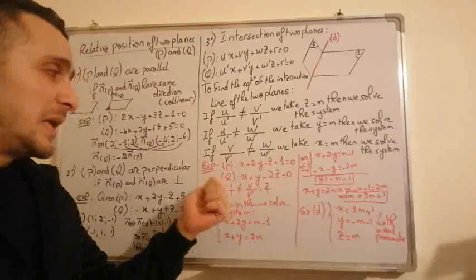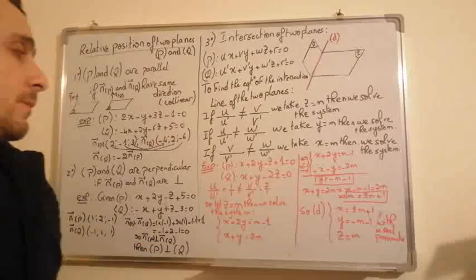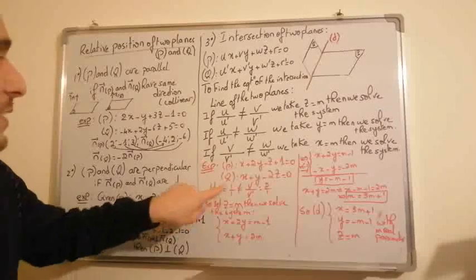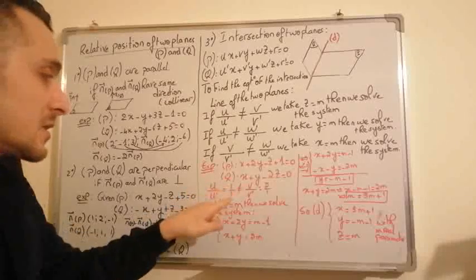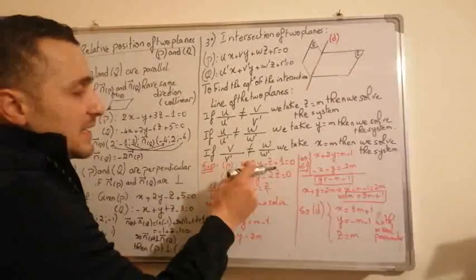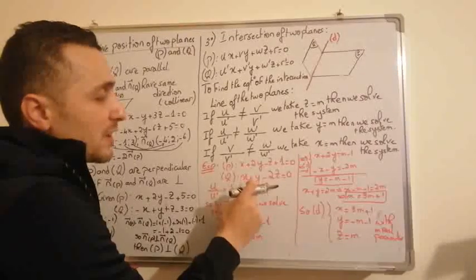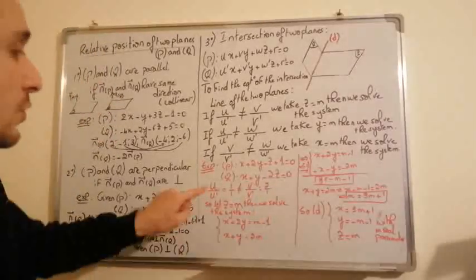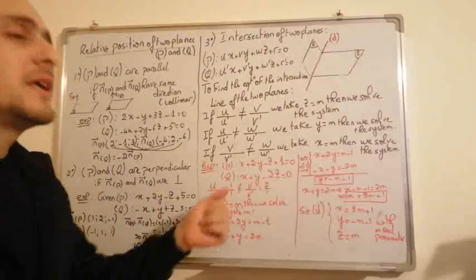And the equation of plane Q is x plus y minus 2z equal to 0. U is the coefficient of x of the plane P. It's equal to 1. U prime is the coefficient of x in the second plane. It's also 1. We divided 1 by 1. Okay? V is the coefficient of y in the first plane and v prime is the coefficient of y in the second plane. We divided v by v prime. It's 2 over 1. It's 2. So u over u prime is different than v over v prime. Then we take z equals m.